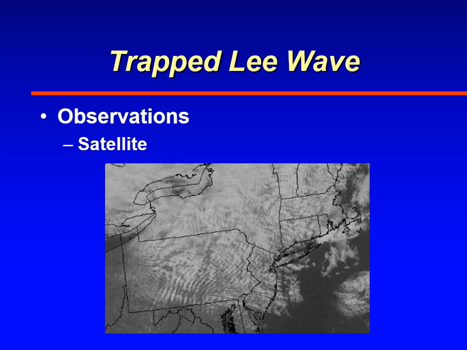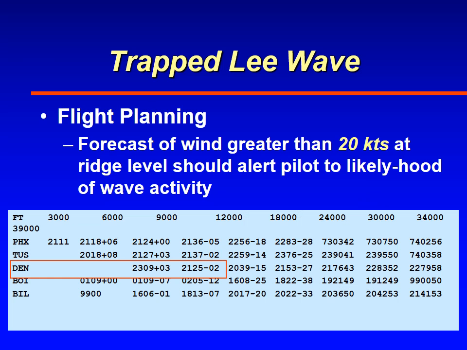But probably the best way to identify trapped Lee waves is by looking at the satellite imagery. And here you can see lenticular clouds over Pennsylvania, New York, New Jersey, Vermont, New Hampshire, Massachusetts. And those lenticular clouds are the dead giveaway for a trapped Lee wave. Also, as we said, 20 knots at the ridge top is a good indication of the likelihood of wave activity. So we're done with the different types of waves. We're going to look at other weather phenomena that happens in the mountains in our next video.